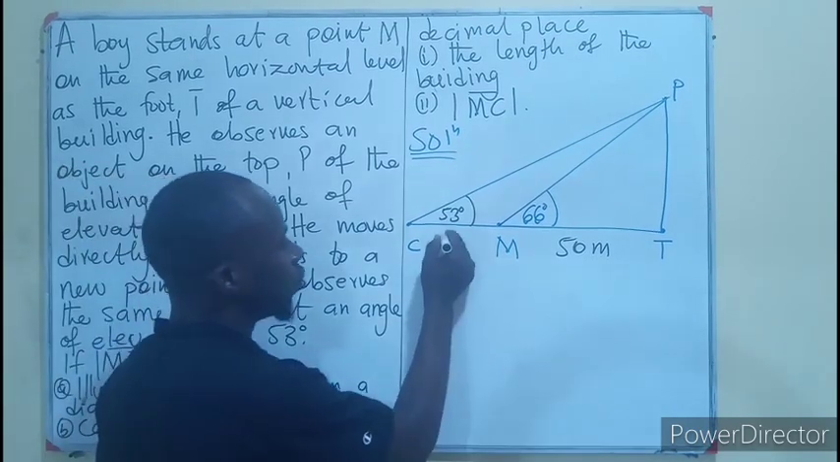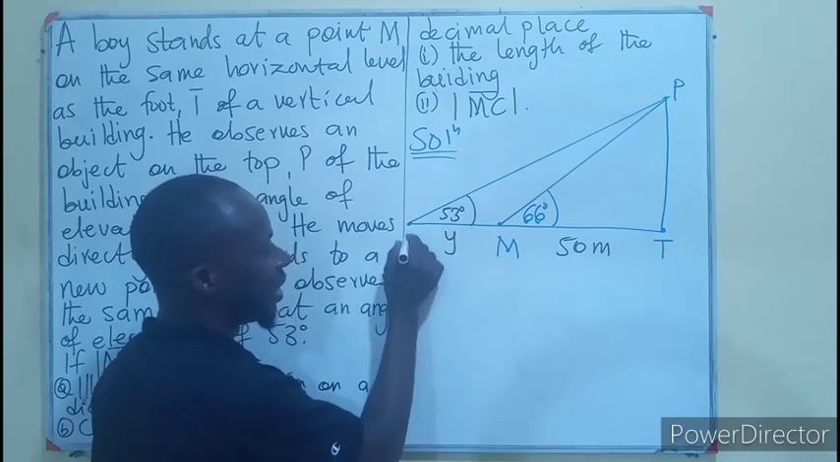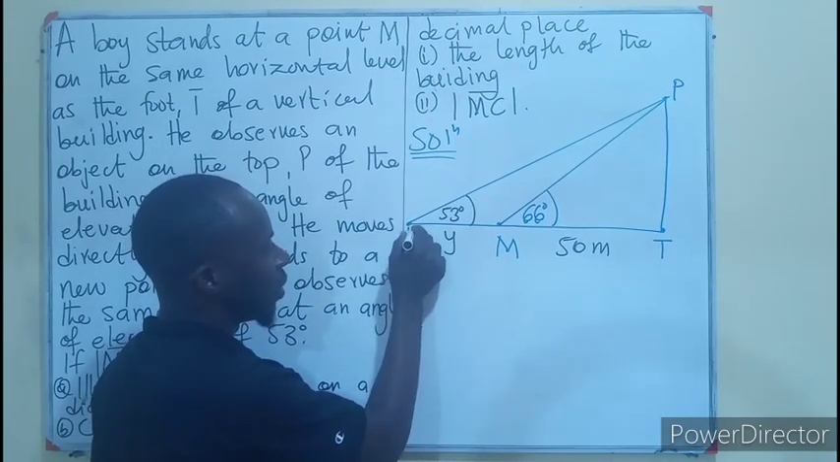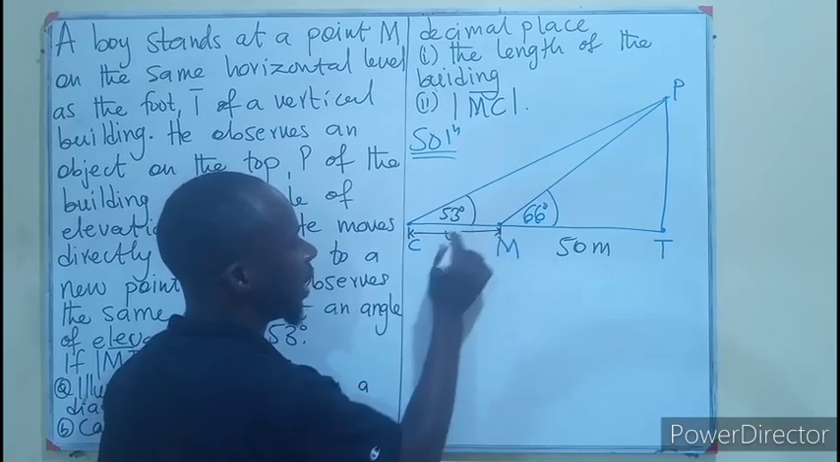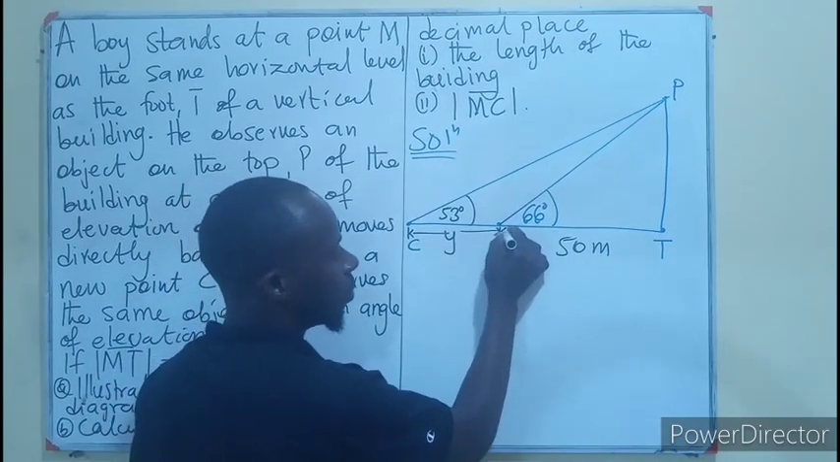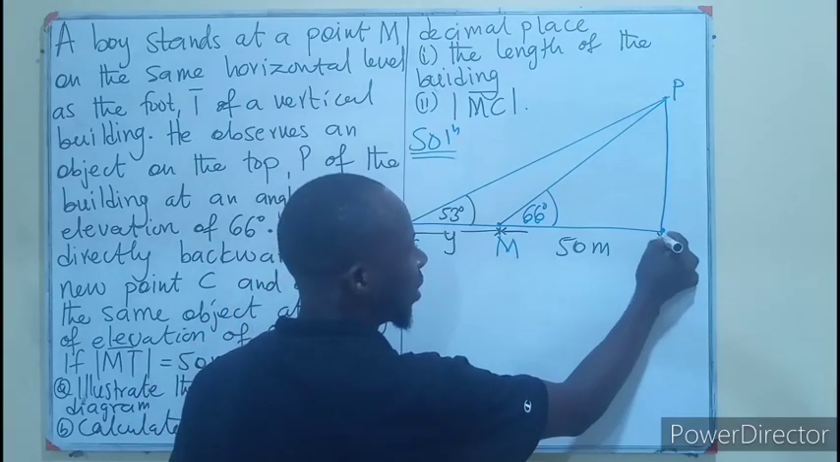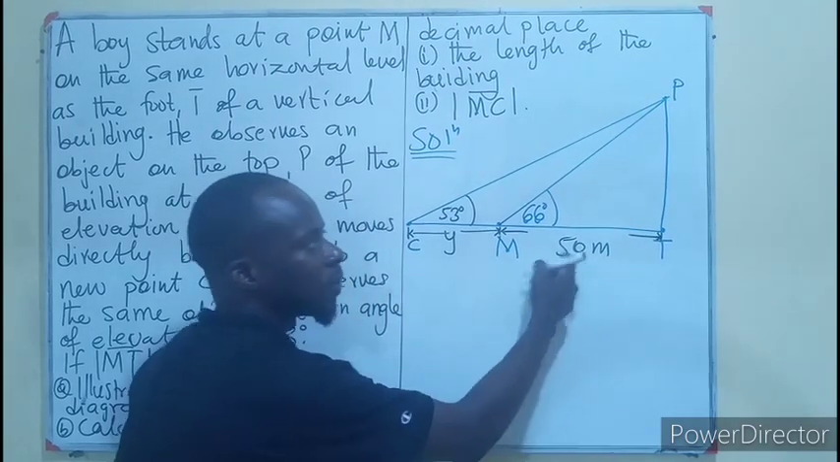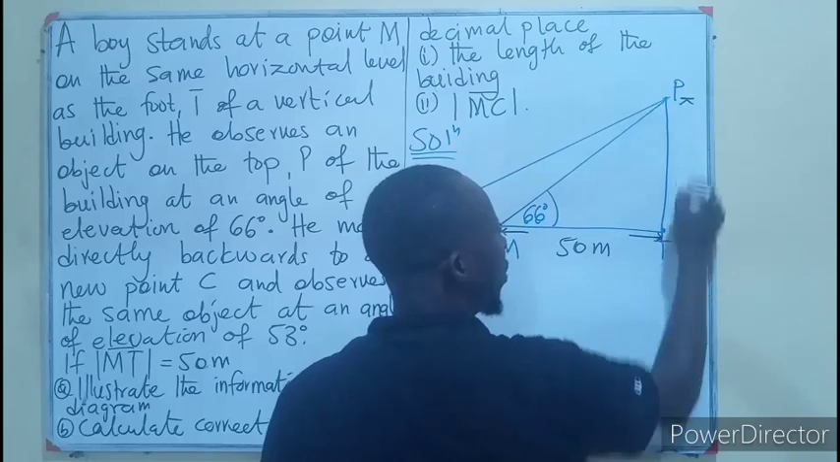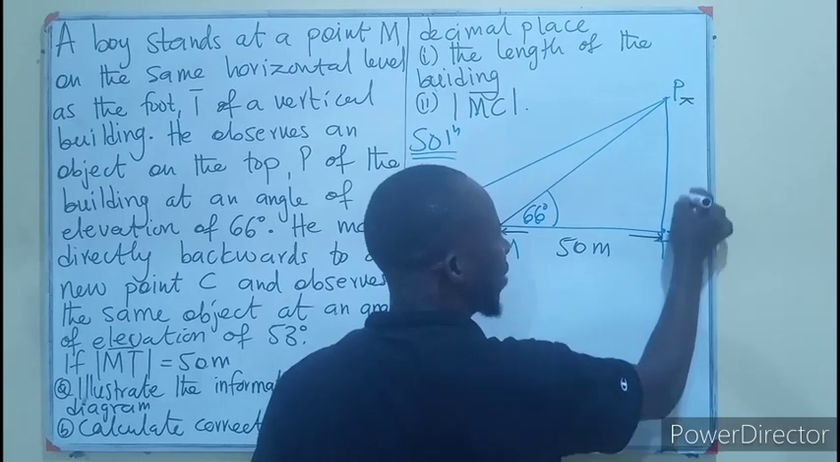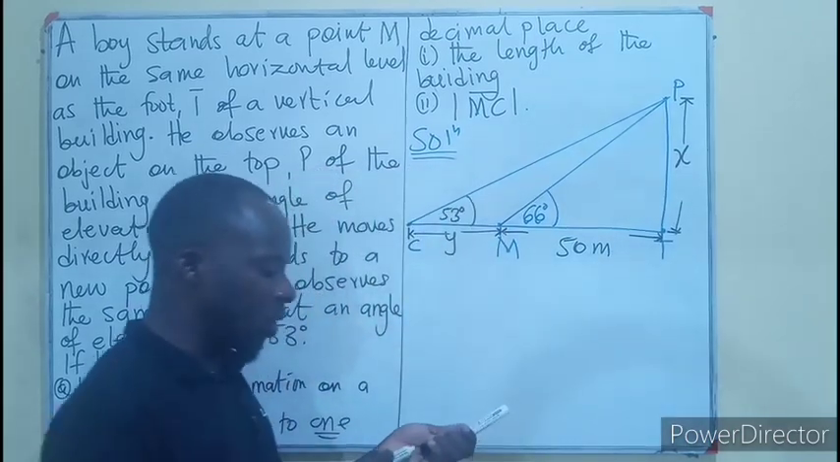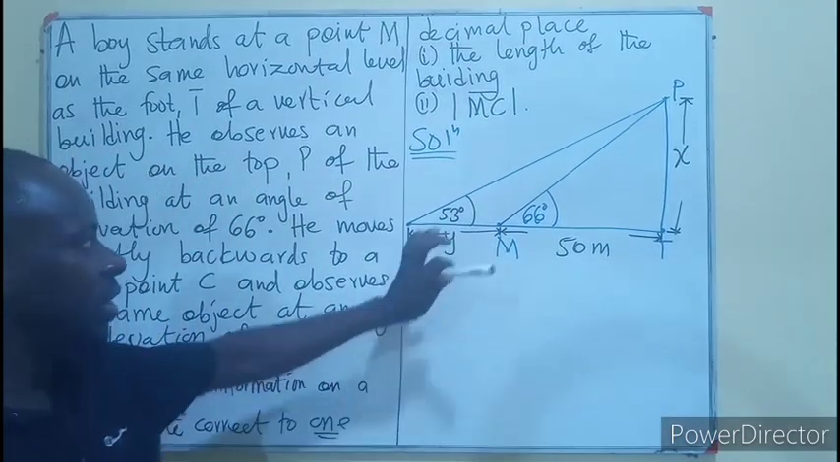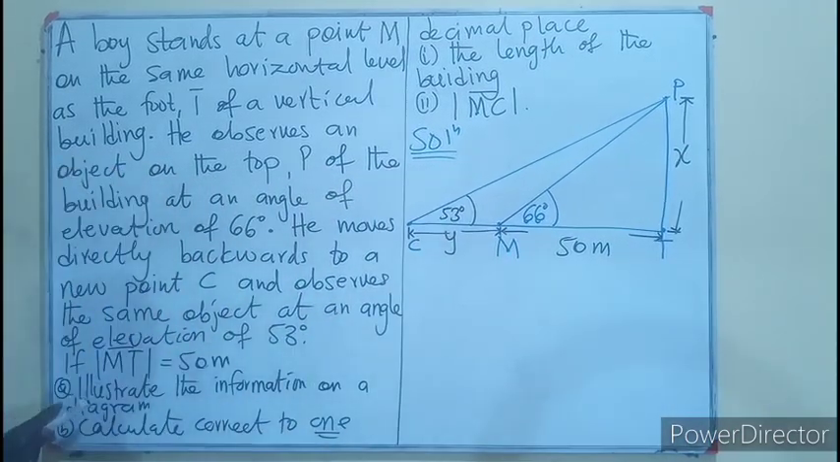We can put y to mean the distance from C to M. From M to T has been given to us as 50. Then the height of the building will be the distance between P and T. We can use x to represent that. So this answers the first part of the question.